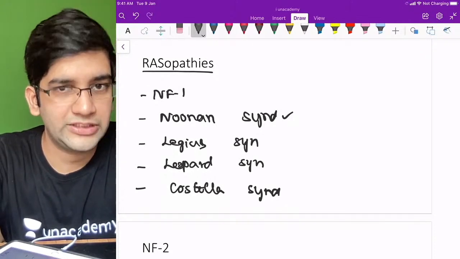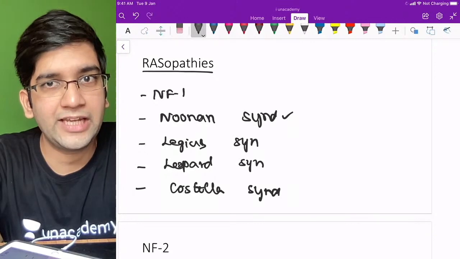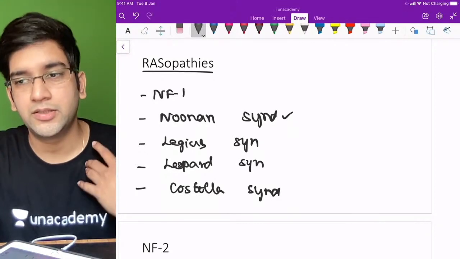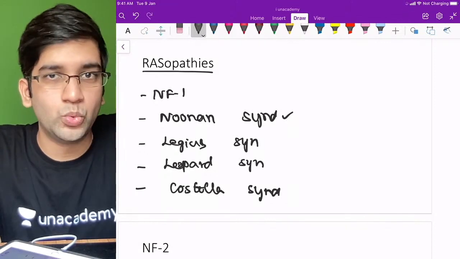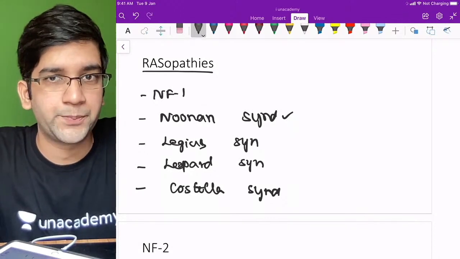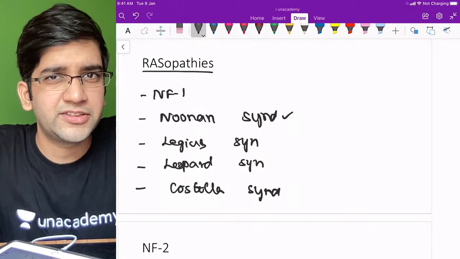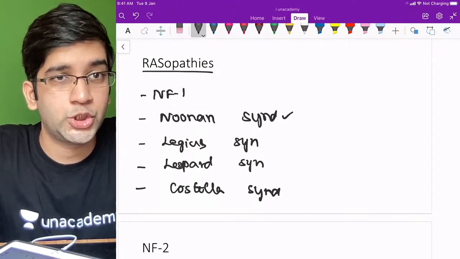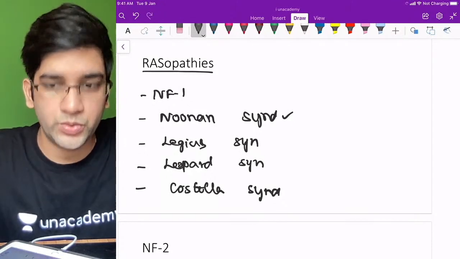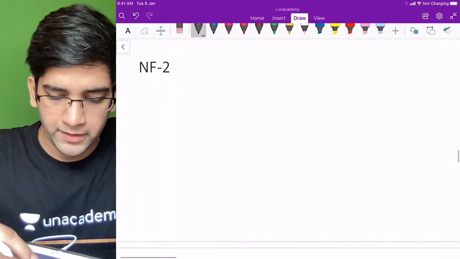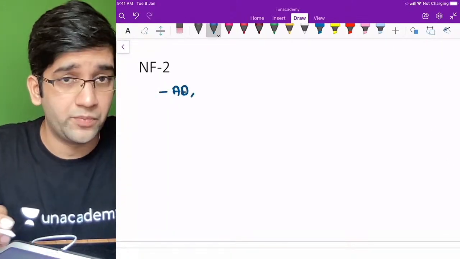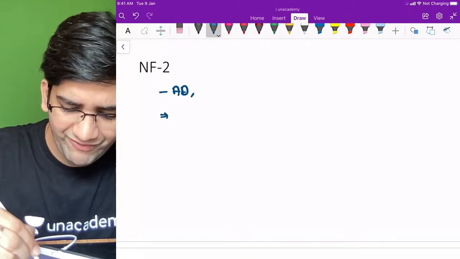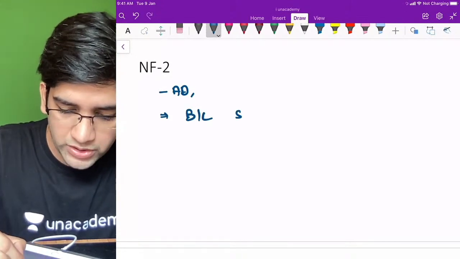For NF2, first again, we are going to go with the criteria. As I said, NF2 has been updated a lot. Because if I say neurofibromatosis type 2, what is the first thing which comes to your mind? The first disease which comes to your mind is one disease in the CNS, which is Schwannomatosis, right? Schwannomatosis is the first thing which will come to your mind. It's an autosomal dominant disorder, obviously, right? It's very, very characterized by bilateral Schwannomatosis.